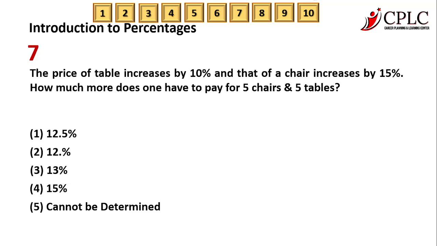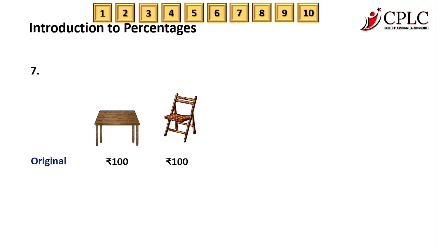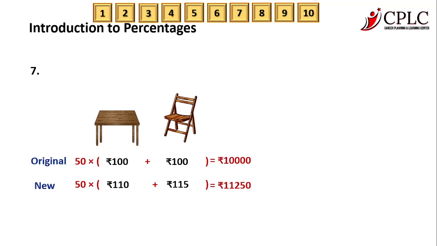So for example, it says the price of the table increases by 10%. So suppose if you assume the price to be 100, it increases by 10%, so it becomes 110. And then the price of the chair increases by 15%, so it becomes 115. Let's do it, let's say for 50 pairs, and as I said, it doesn't really matter which numbers you do it for. These are the prices, old and the new.